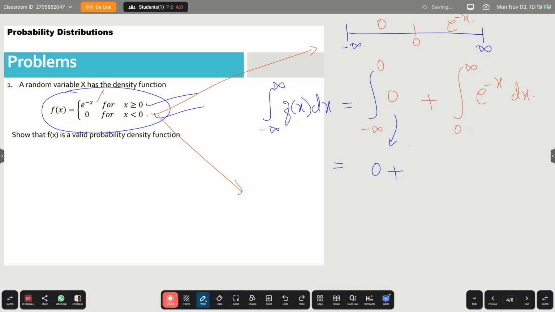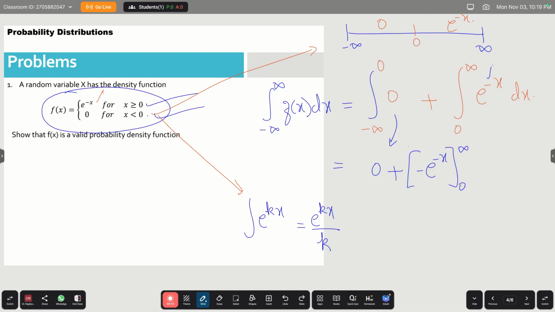E power minus x, of course, if you have forgotten, I'll just write it here. E power kx, integration will be e power kx divided by k. When you differentiate, it is e power kx into k, but when you integrate, it is e power kx divided by k. So here minus 1 is playing the role of k. So it is e power minus x divided by minus 1, divided by minus 1 or multiplied by minus 1, it's one and the same. And integration is completed. I just have to apply the limit from 0 to infinity.